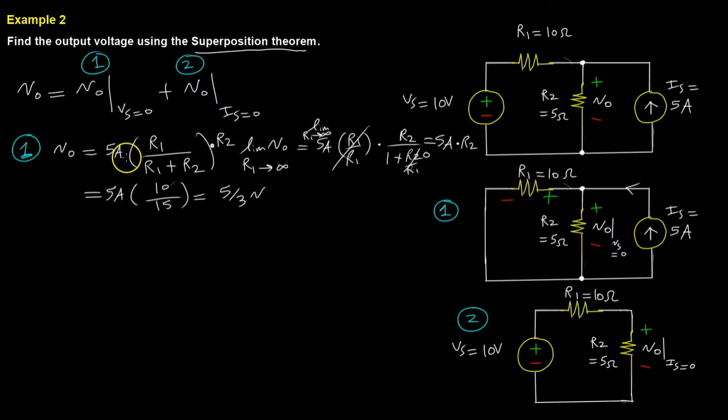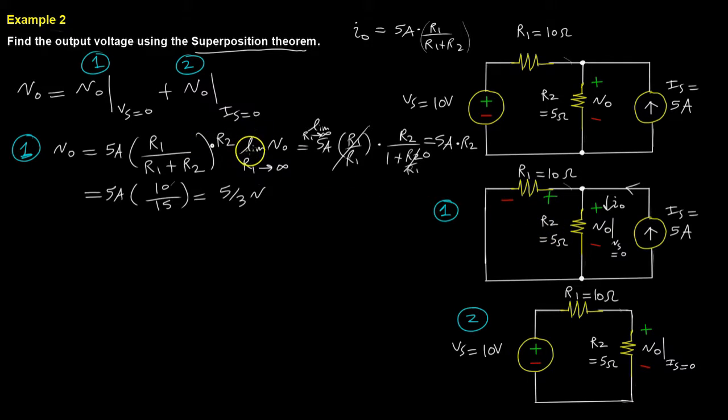So the current divider simply tells us how much current is in the branch. So what I should really be saying is that the current through this branch is going to be 5 amps times R1 over R1 plus R2. So that's only the current. It's getting divided down by a factor. And the voltage then, Vout, is going to be that current multiplied by that resistance.